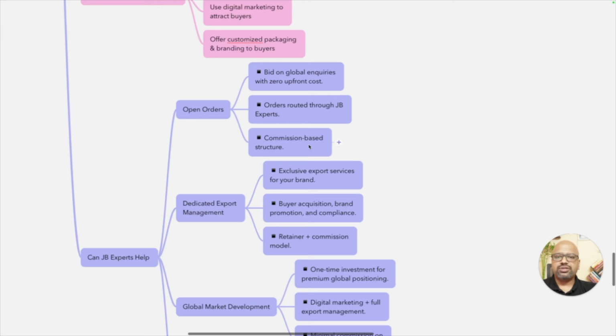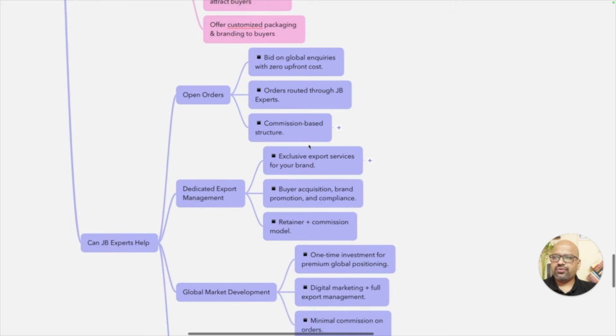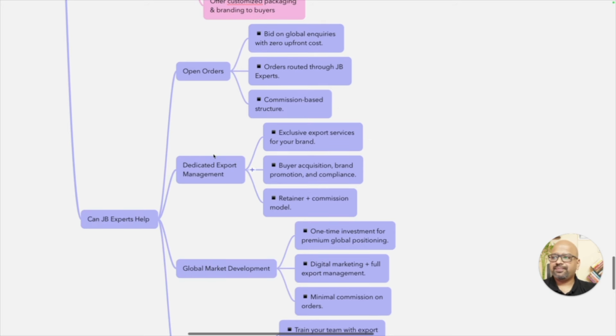This is a complete commission based model. We'll take a percentage cut in the whole transaction. If you're making around a 400 to 600% margin, then obviously we'll be looking at that.